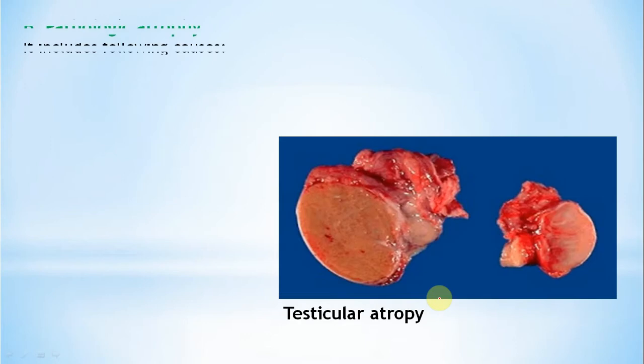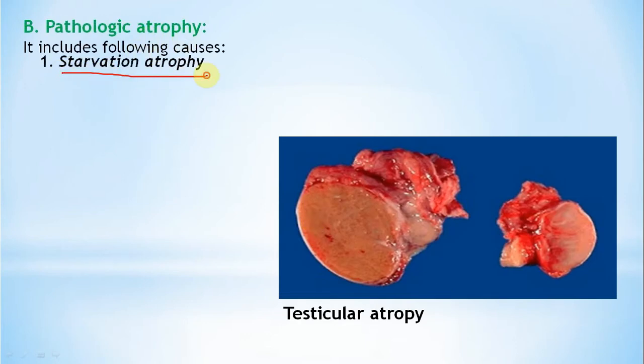Pathologic atrophy includes starvation atrophy. In starvation, first the carbohydrates are exhausted, then the fat stores, and after that protein catabolism begins, which results in general weakness, emaciation and anemia. This is referred to as cachexia, seen in cancer and severely ill patients.